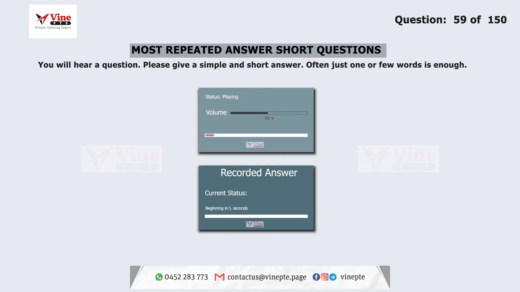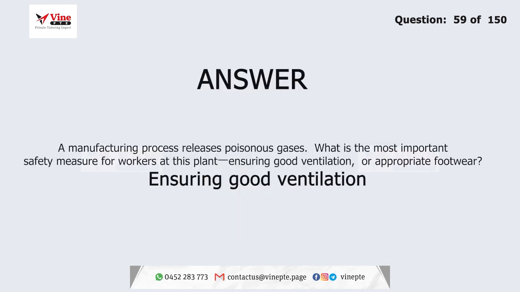A manufacturing process releases poisonous gases. What is the most important safety measure for workers at this plant, ensuring good ventilation or appropriate footwear? Ensuring good ventilation.